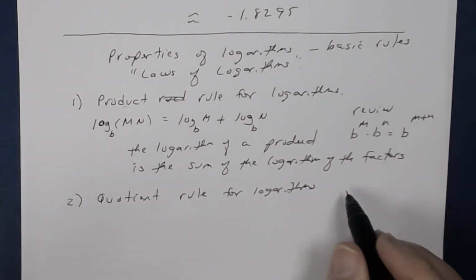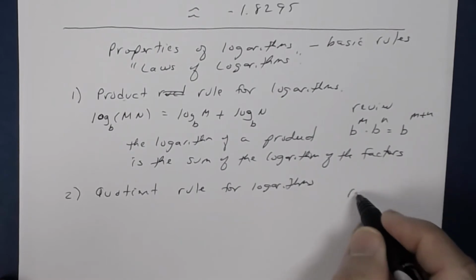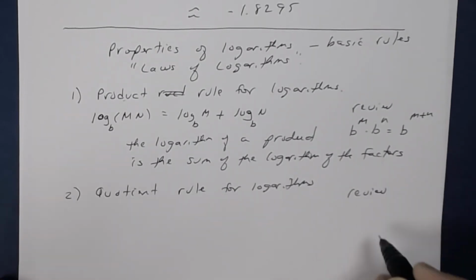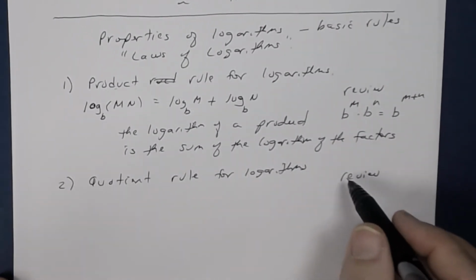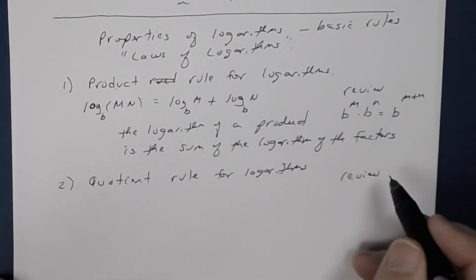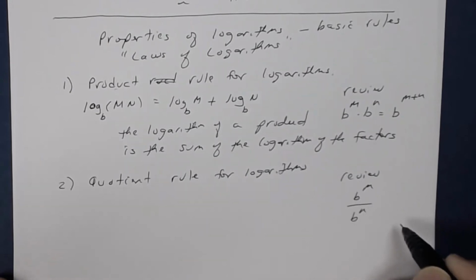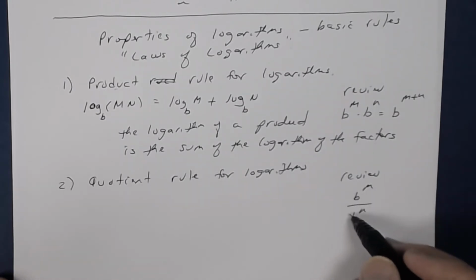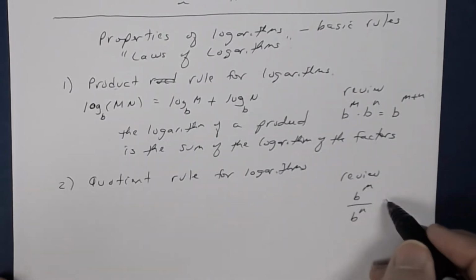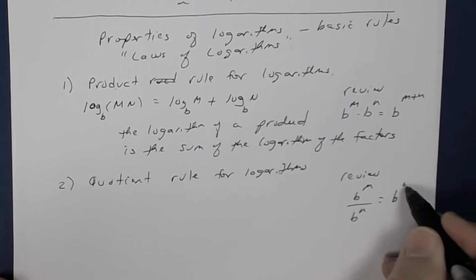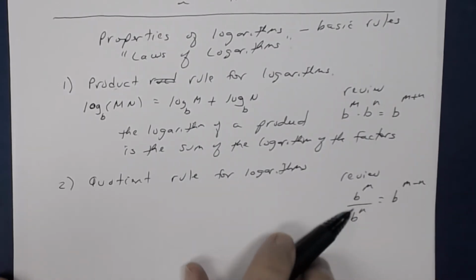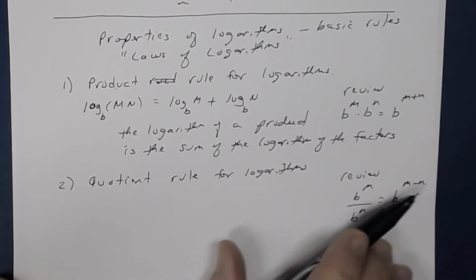All right. So let's review something about the exponent rule. Remember when you dealt with the properties for exponents in the previous course, you had b to the m divided by b to the n. When you divided like bases, what did you do with those exponents? You subtracted. So it'll be b to the m minus n. That's the quotient rule for exponents. You deal with quotient, remember, division. Divide like bases, subtract exponents.